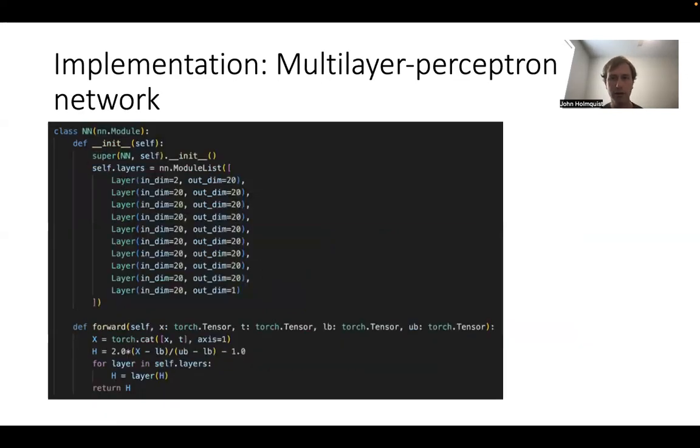So I can combine all of those layers into a multi-layer perceptron network. There are 8 hidden layers in this network with an input dimension of 2 and an output dimension of 1. And then I can also define the forward pass. It takes in x and t, which is what parameterizes the Burger's equation. It does some stuff with the lower bounds and the upper bounds, and then it loops through all of the layers and computes that forward pass for every layer, and eventually it returns the final value.